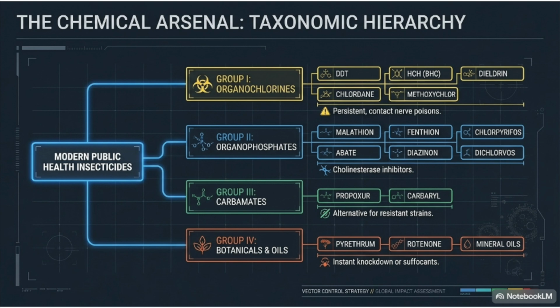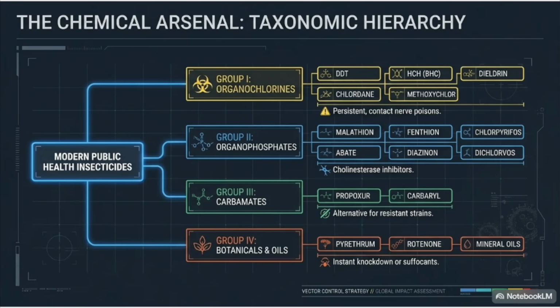Let us look at the taxonomic hierarchy of modern public health insecticides. Group 1 is organochlorines, which includes DDT, HCH also known as BHC, Dieldrin, chlordane, and methoxychlor. These are persistent contact nerve poisons. Group 2 is organophosphates, which includes malathion, fenthion, chlorpyrifos, abate, diazinon, and dichlorvos.